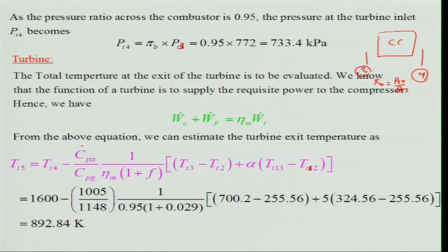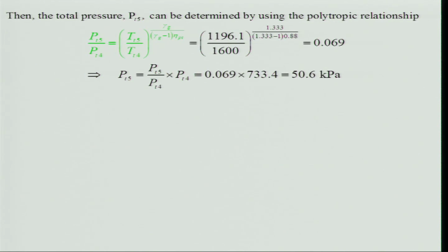892.84, because all these things we know: Cpg, eta m, f have already been evaluated, and Tt3 and Tt13 are evaluated. You just substitute those values. So, Pt5 by Pt4 we can evaluate using the isentropic relation for the turbine, and we will substitute these values and get this number. By this we can find Pt5 as 50.6 kilopascal.